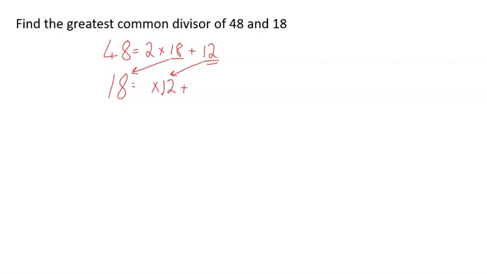Well, what we have to do is it's 1 times 12, because remember, we have to be below the number we're looking at. So it's 1 times 12 plus a remainder, which in this case is 6. So the remainder's not 0 yet. We continue and we go on to another line.